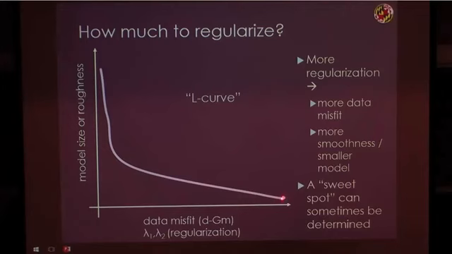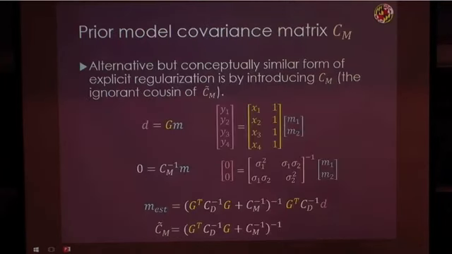And of course, the more you do that, the more your model size or roughness is going to decrease. And sometimes there's this sweet spot where you've decreased your model size and your model roughness, but you haven't really messed up your data fit yet. And so then you would choose your lambda 1 and lambda 2 to be somewhere here, where you smoothed the solution or decreased the size of the solution, but you haven't messed up your ability to predict the data yet. And so that is sometimes how this damping is done.